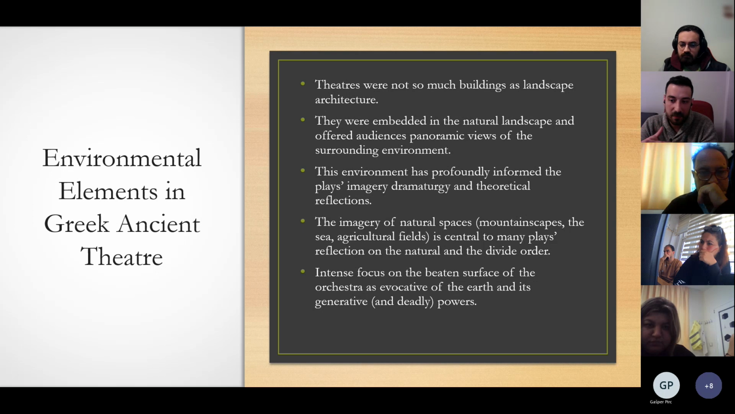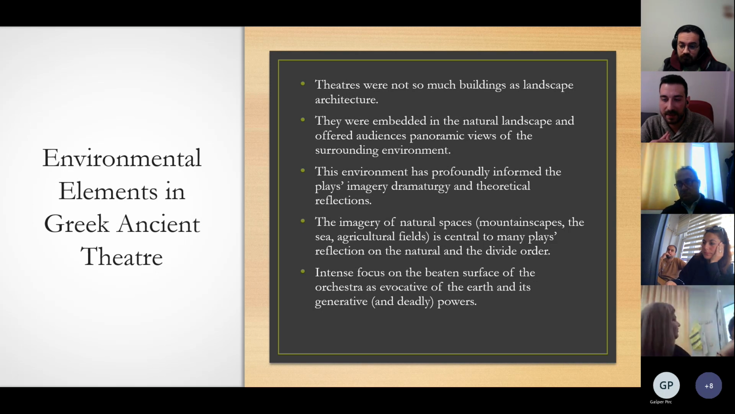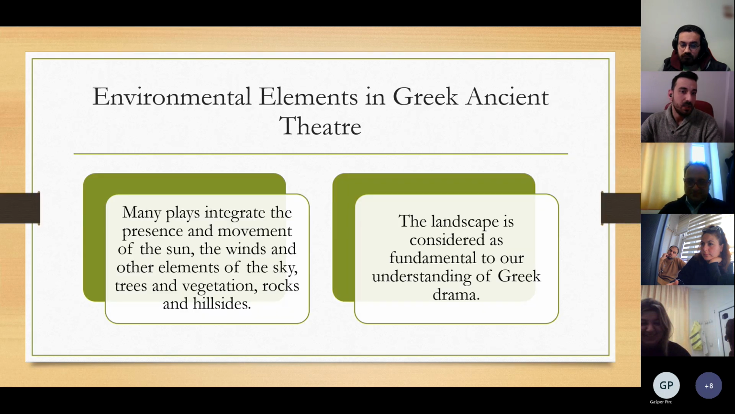However, in some other plays, there is an intense focus on the beaten surface of the orchestra as evocative of the earth and its generative and sometimes even deadly powers. In other words, the orchestra, by their songs or their movement in some cases, could summon the earth to take control of the situation and give a solution for an action which was thought inappropriate.